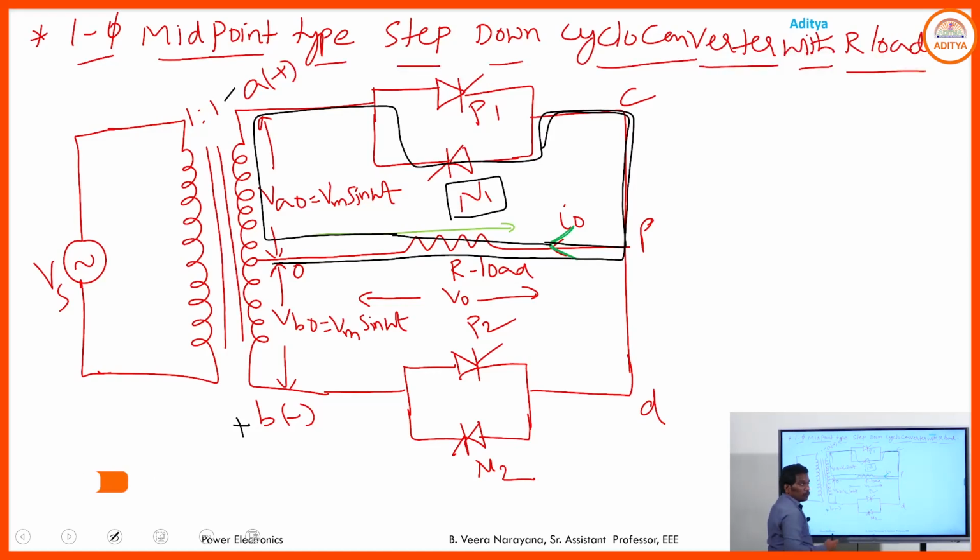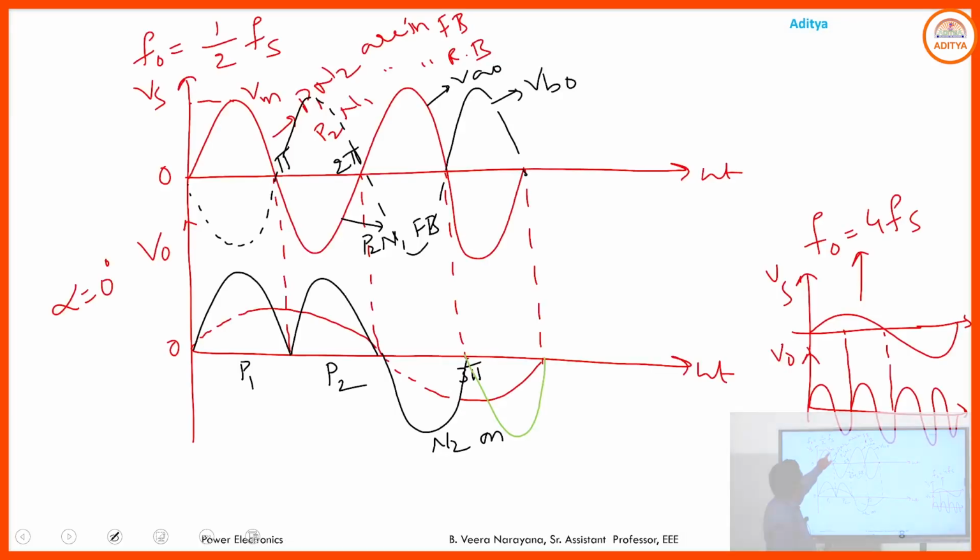P1 and P2 are the positive group SCRs. If P1 and P2 are in the on state, then the current flows from P to O, depending upon the load requirement. Here I just want F0 equal to 1 by 2 Fs. Hence for the first two half cycles, I just want to collect the positive output voltage, so you need to provide the gate pulse to the positive group SCRs. What are the positive group SCRs here? P1 and P2. After that, I want to collect the negative output voltage, hence we provide the gate pulse to the negative group SCRs, depending upon the source.